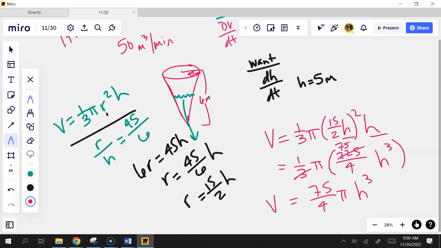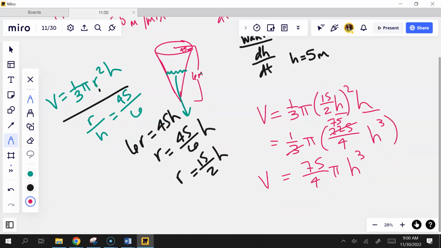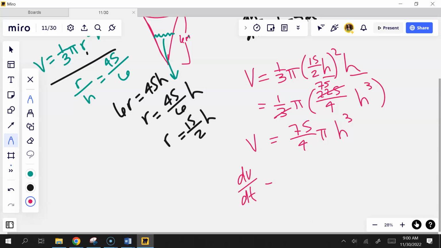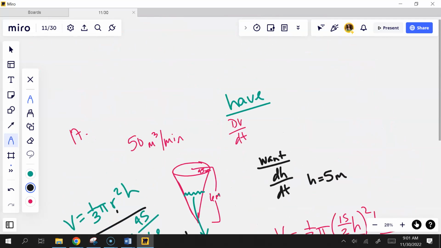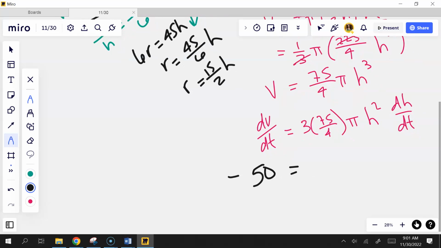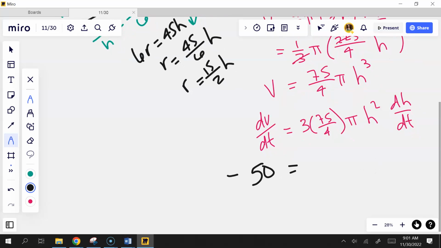Now what? Derivative. dV/dt equals, I'm going to multiply that around, so 3 times 75/4 pi h squared dh/dt. Plug in what you know. What do I know? dV/dt, which is negative 50. Yep, because it's draining out. You're right. Look at y'all. Good job. Wow, and it didn't even tell y'all that, and you got it. Good job.